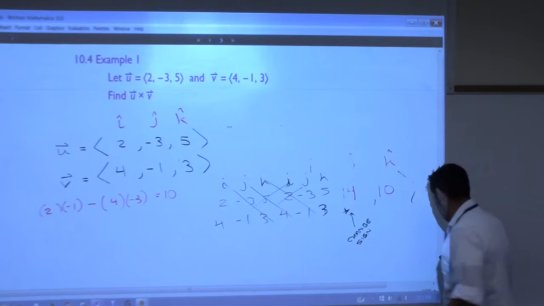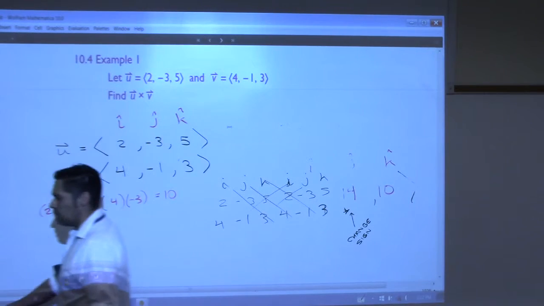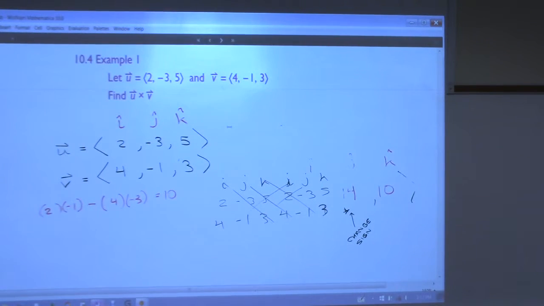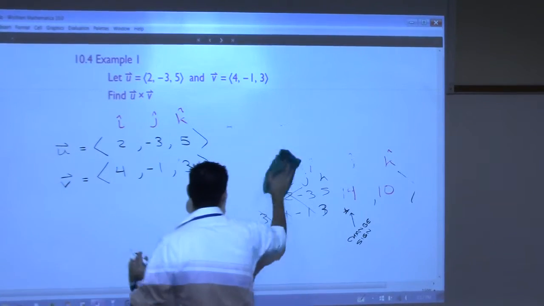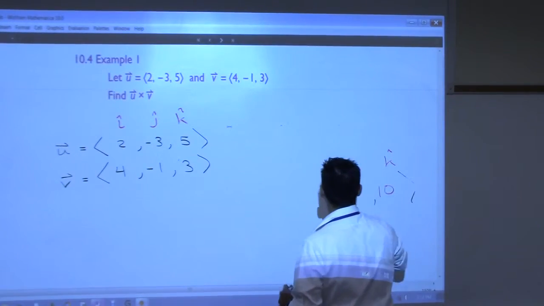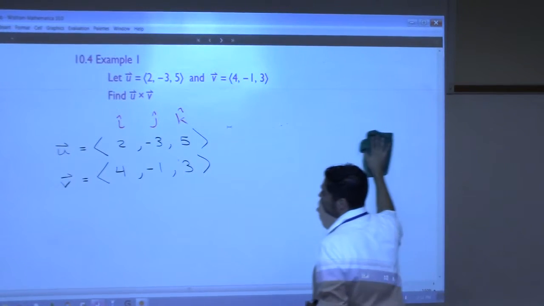Your calculators can do it. A lot of your calculators have a built-in function called cross on it, and it can do a cross product. If you have a TI-89 or a TI-86, I think the 86s do it also, it has the built-in feature. But you should be able to do it by hand, all right?